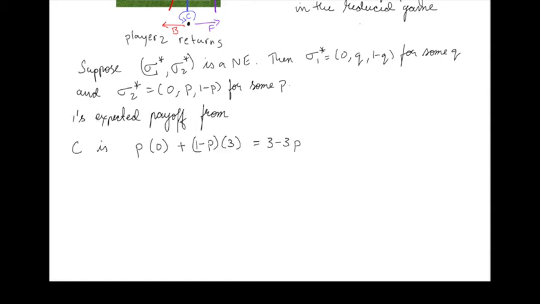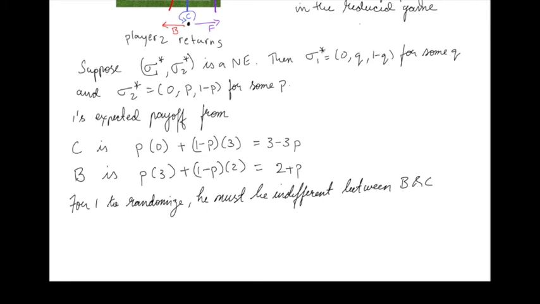So 1's expected payoff from playing C is the probability with which player 2 plays C times the payoff that player 1 gets when they both play C, which is 0, plus the probability that player 2 plays B times the payoff that player 1 gets when player 2 plays B and player 1 plays C. That's just 3 minus 3p. Similarly, his payoff from playing B is p times 3 plus 1 minus p times 2, which is 2 plus p. For 1 to randomize, he has to be indifferent between playing B and C. So 3 minus 3p has to be equal to 2 plus p. Solving for p gives a quarter.